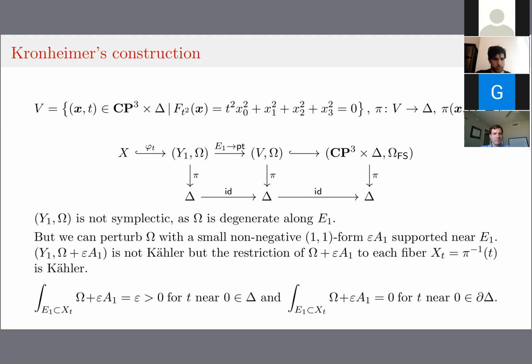Now we have a contraction map from Y1 to V, and we can take a pullback of omega and get a closed 2 form on Y1, which is almost everywhere Kähler, except it is degenerate along the curve E1. So now we are going to fix it. We will perturb this form and make it Kähler at the central fiber. Now it's not Kähler at the central fiber because of the curve E1 in the central fiber.